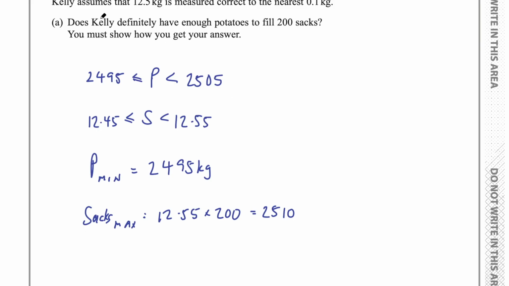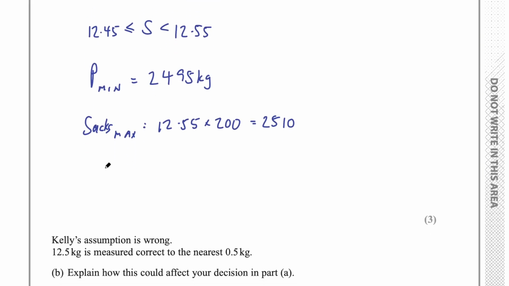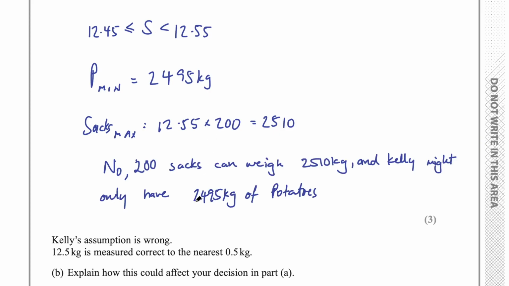So the question, does Kelly definitely have enough potatoes? No, she might not have enough. No, because the minimum weight of the potatoes is less than the maximum weight of the sacks. So 200 sacks can weigh 2,510 kilos, and Kelly might only have 2,495 kilograms of potatoes. That was for 3 marks.